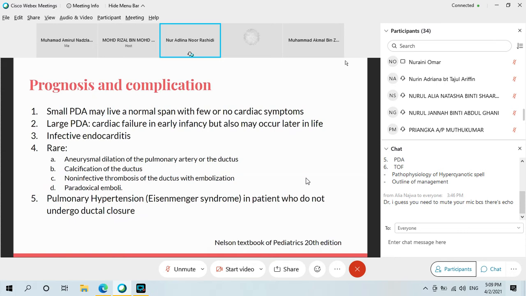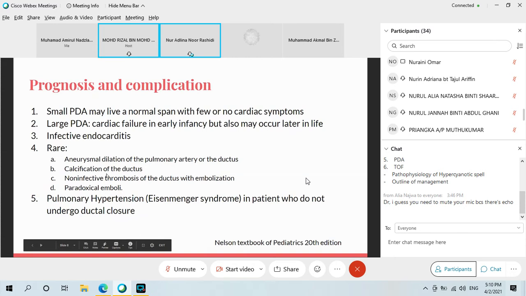The rare complications are aneurysmal dilation of the pulmonary artery or the ductus, calcification of the ductus, non-infective thrombosis of the ductus with embolization, and paradoxical emboli. And also, we might have pulmonary hypertension, which is Eisenmenger syndrome, in patients that do not undergo ductal closure. That's all for our group.